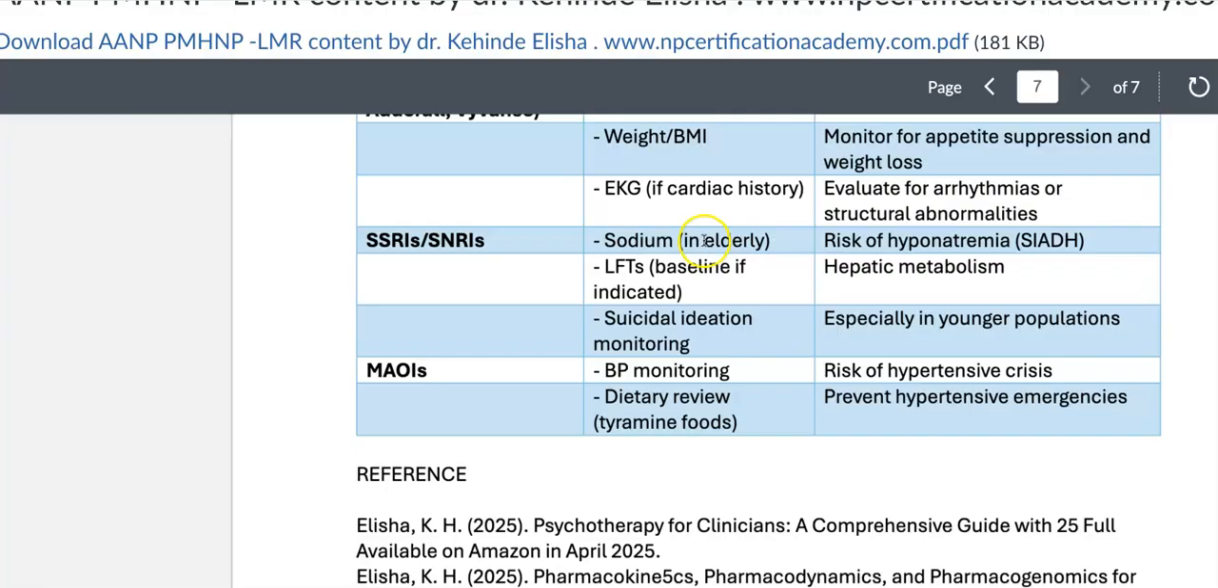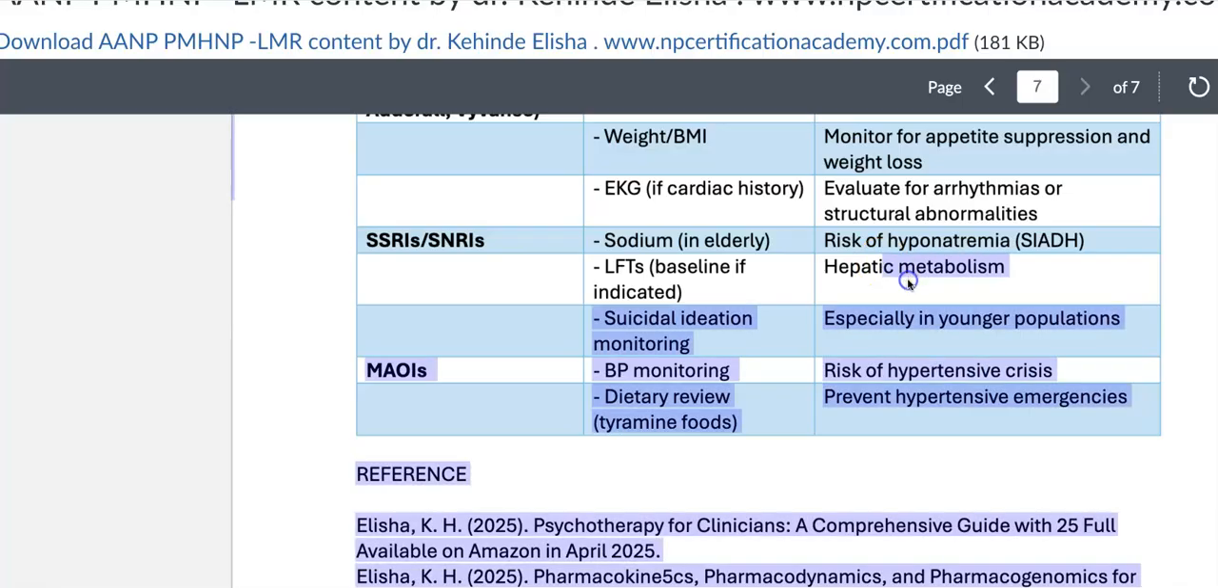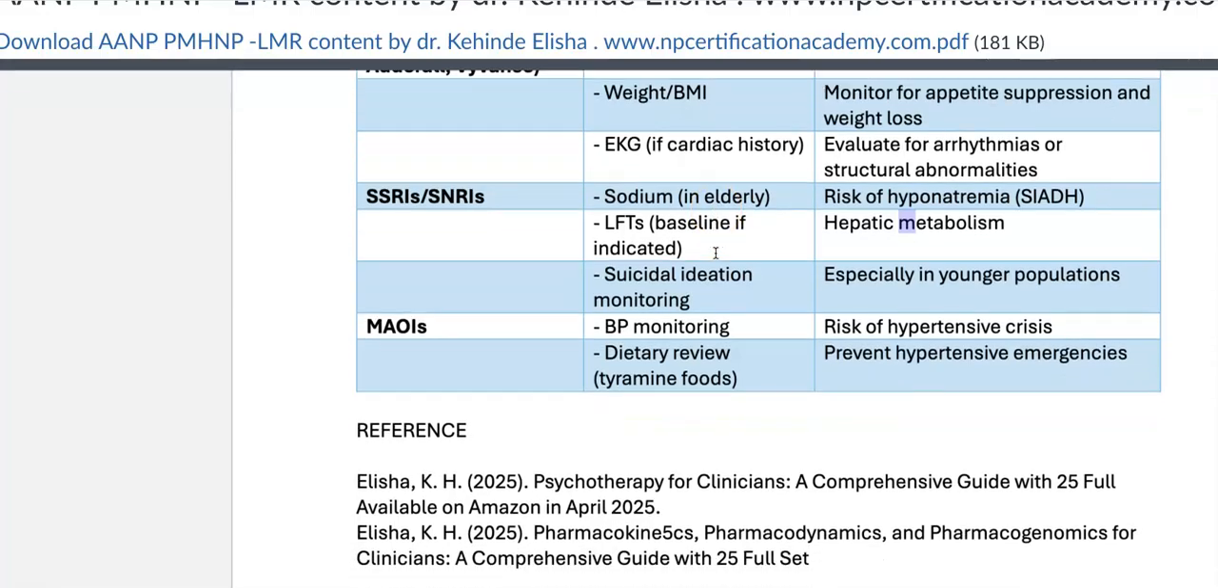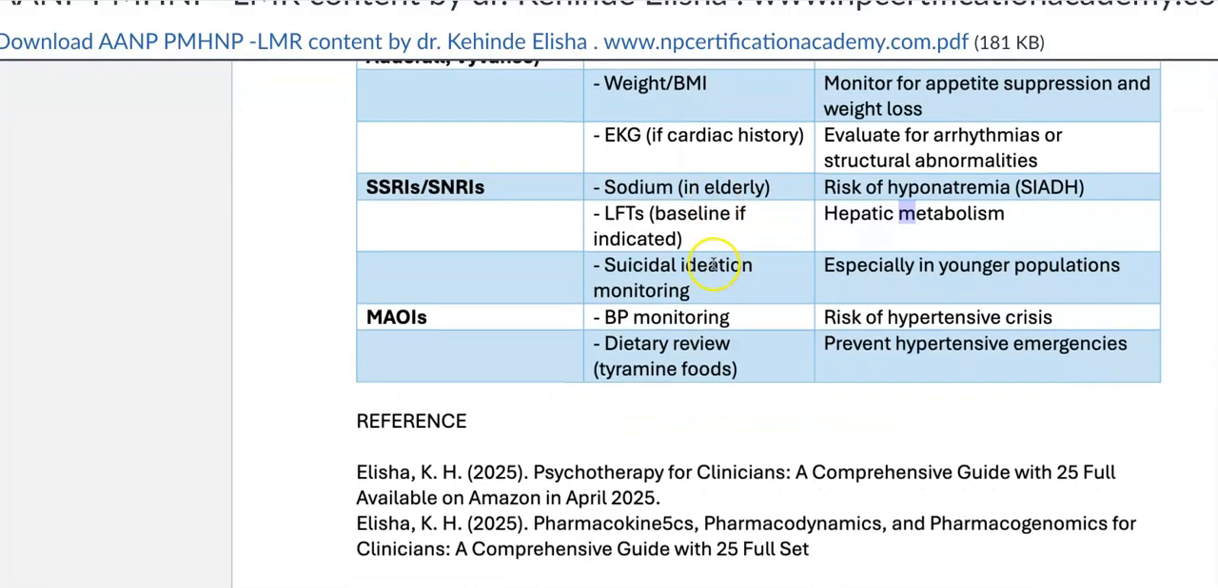SSRI, SNRI, sodium in elderly. Hyponatremia is very common with SSRI in the elderly, so we need to make sure we're checking for sodium level. Hepatic metabolism is also common. Then suicidal ideation.